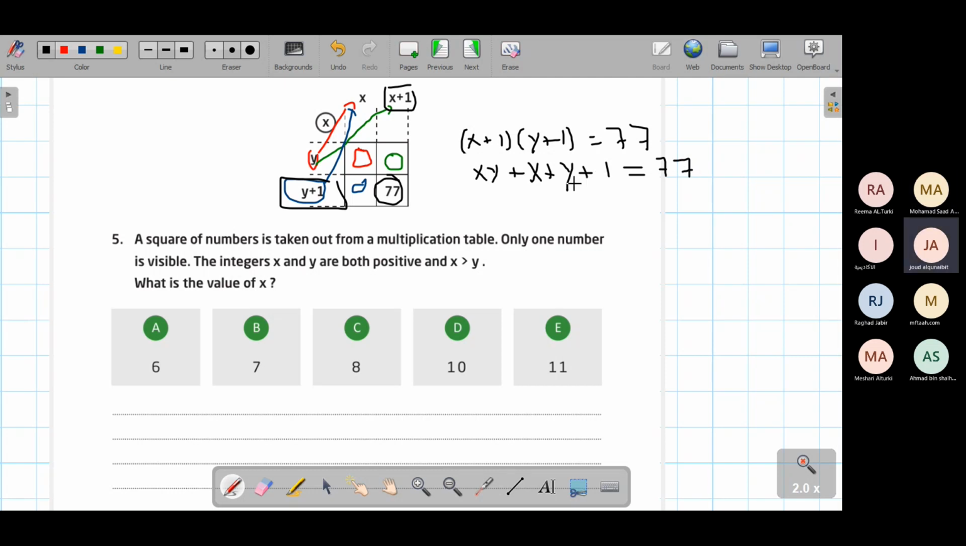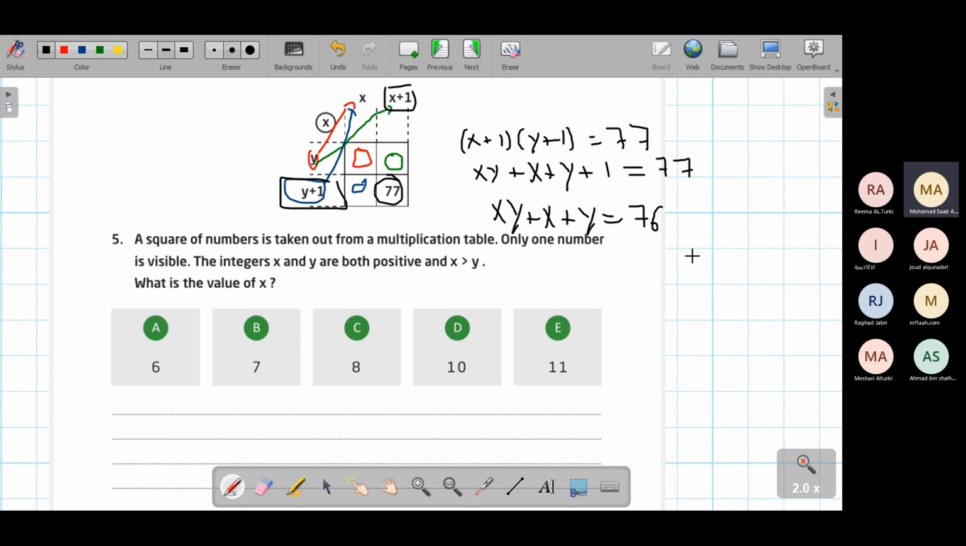So I can write it now: xy plus x plus y equals what? Equal to 77 minus 1, which is equal to 76. Okay? That's it. This is the first part. I only explained the first expression, that this is a square of a number taken out from a table of multiplication. Okay? Any question for this part?